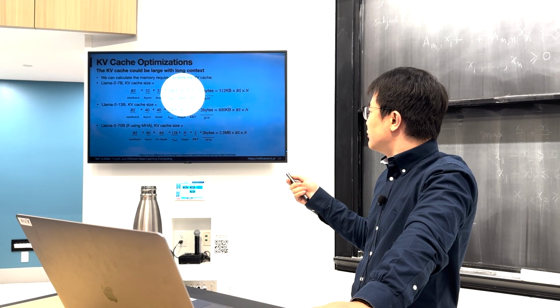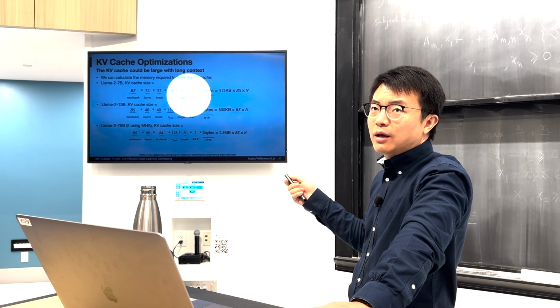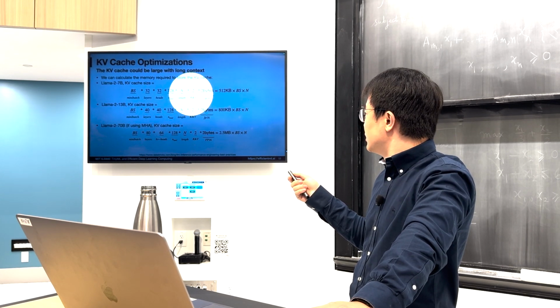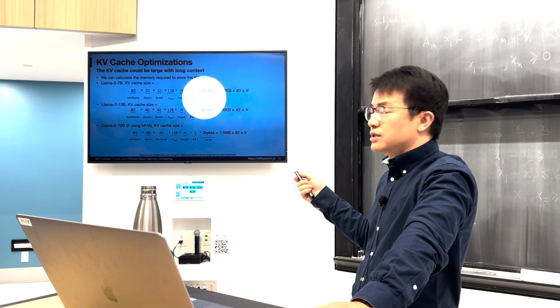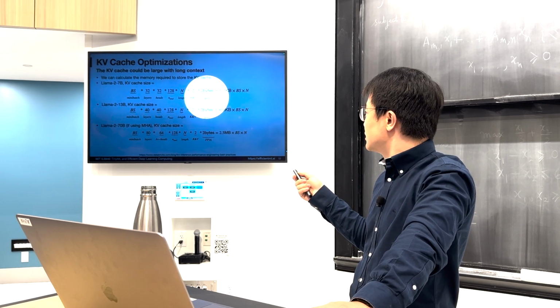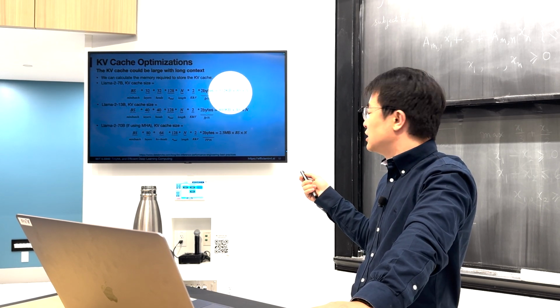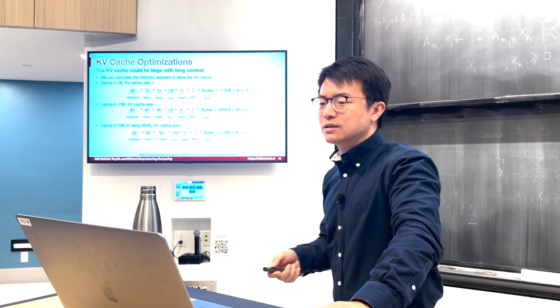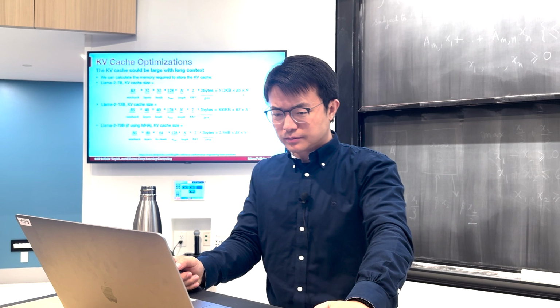This is the length of the sentence. We have multiplied by 2 because one is for key, one is for value. 2 bytes because FP16, that's 2 bytes. So actually that's half a megabyte or 12 kilobytes times the batch times the sentence length.